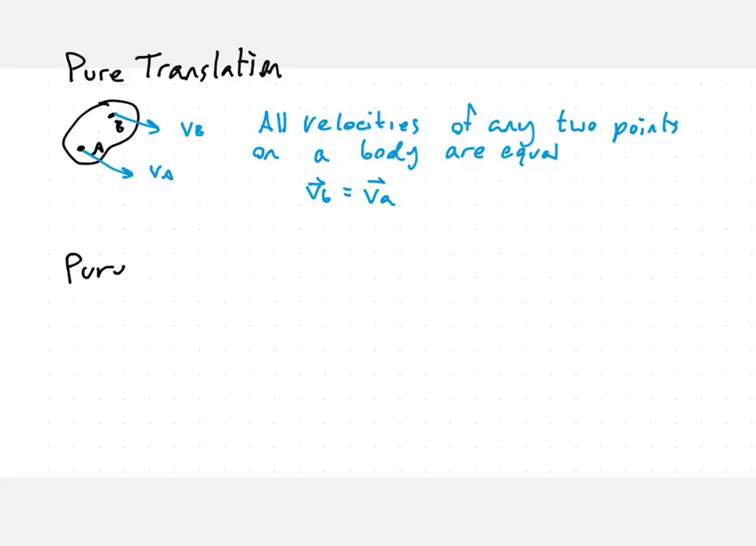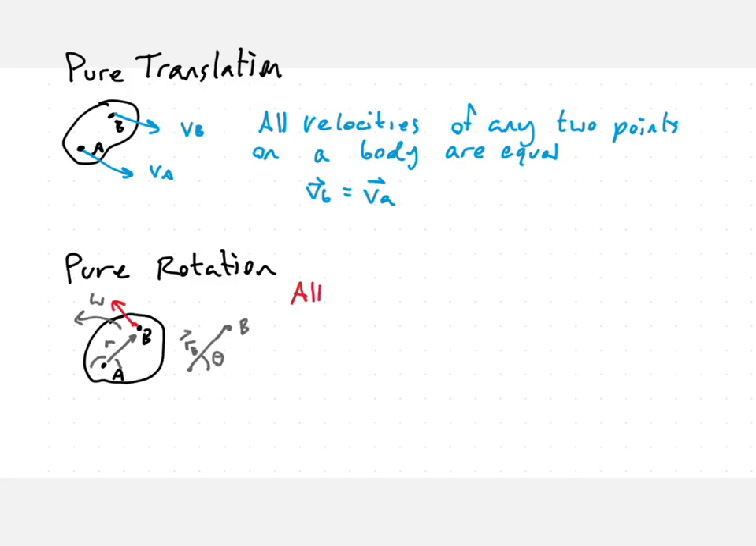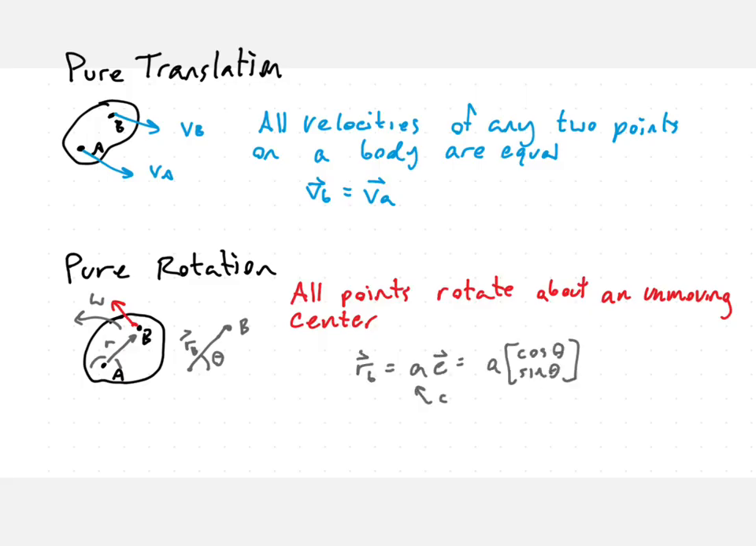Next, we'll have rotation. For pure rotation, the book says that we have something rotating around a point on the body, as if we're rotating about point A, but we can actually rotate about any fixed point in a pure rotation scenario. So we're going to say that all points rotate about an unmoving center. And the center could be on the body, it could be off the body. But if we want to calculate our velocity, we could say that for point B, A is going to be constant, so that's the length that B is away from capital A.